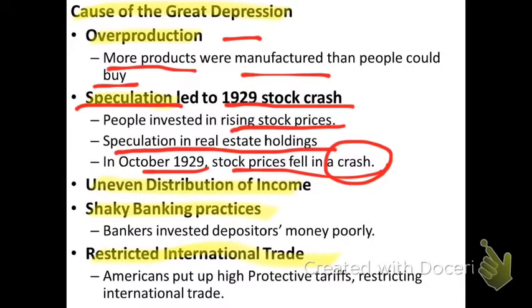Stocks more than tripled in the 1920s. The price of stocks more than tripled. That is due to unreasonable demand, an artificial force on the price due to increased demand.